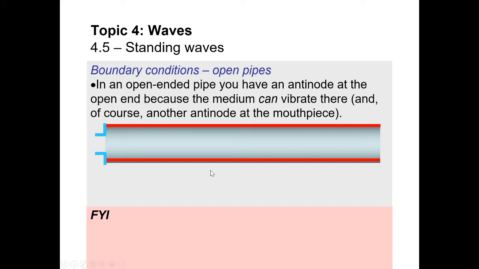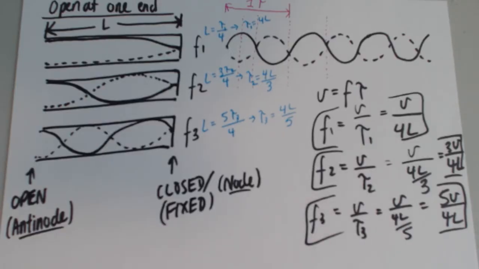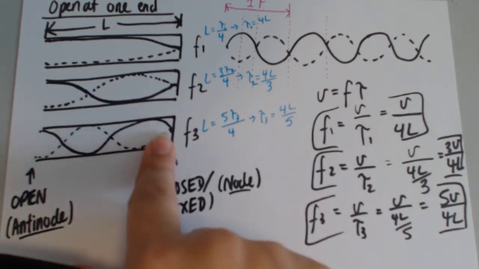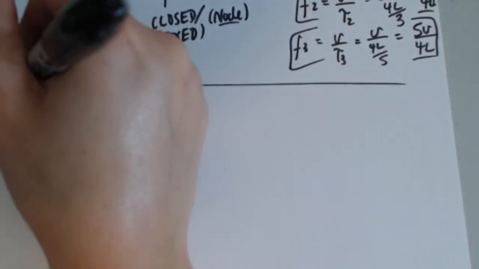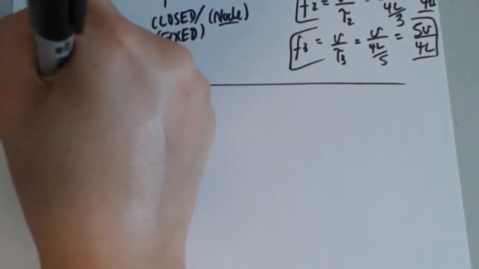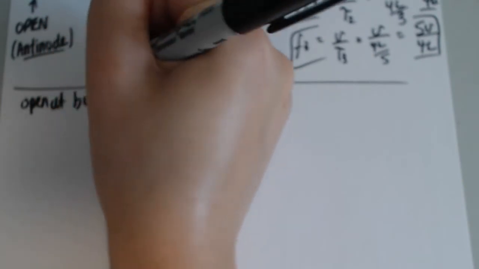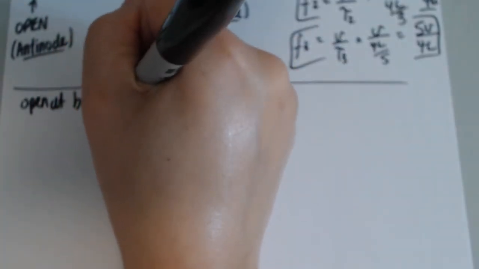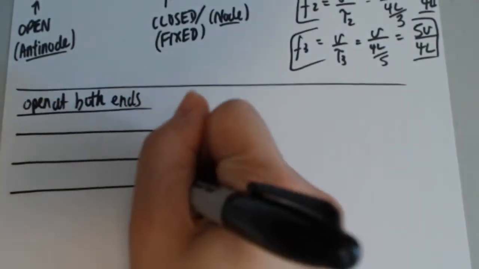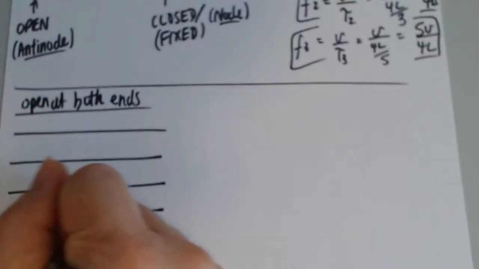Okay, now let's talk about open-ended pipes. Okay, so let's go back to the page. All right, so we looked at closed at both ends, open at one end. Now we're going to go into open at both ends. This is the last possible case, by the way. So in case you're wondering how many more of these pictures you have to draw. Open at both ends. Okay, so I'll draw, there's 1 pipe, 2 pipes, and 3 pipes.